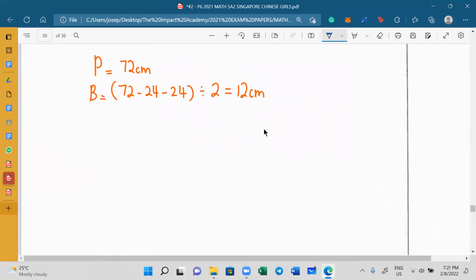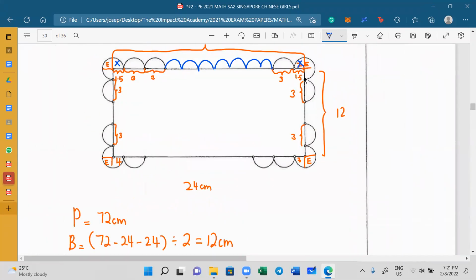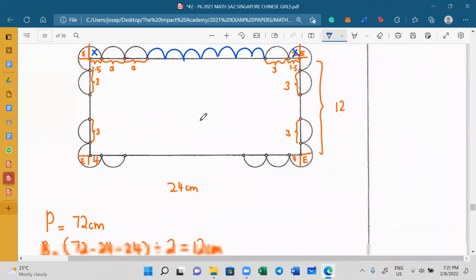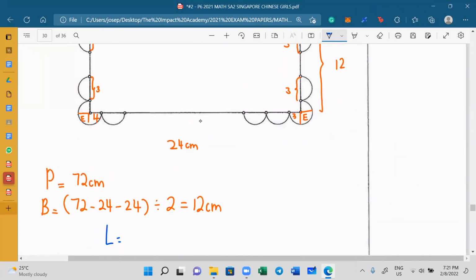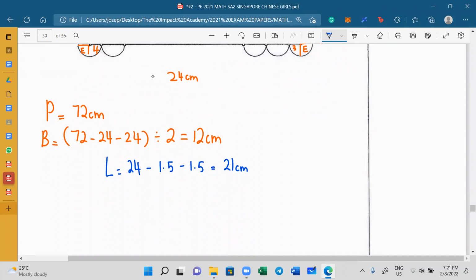So first thing first, I want to remove this 1.5 and the other 1.5. Make sense? So I can look at the length. I can do 24 minus 1.5 minus 1.5, and that gives me 21 centimeters. So if one semicircle equals 3 centimeters, what I can do is find the number of semicircles.